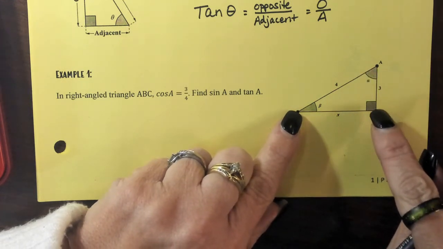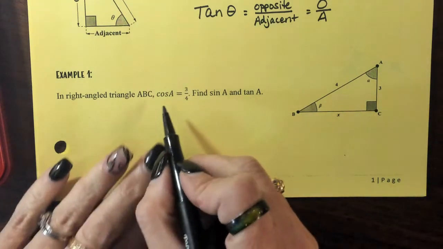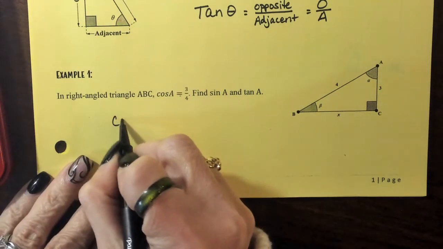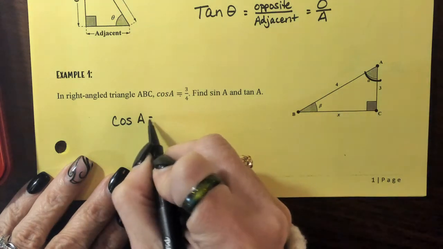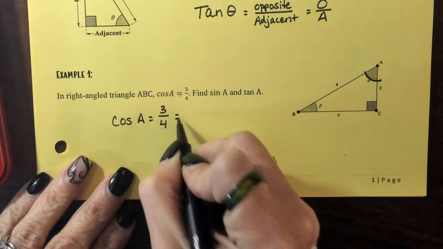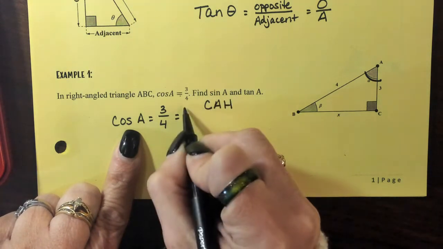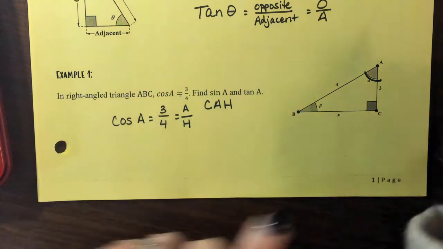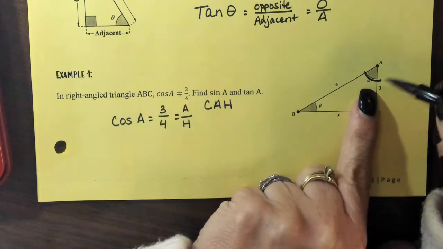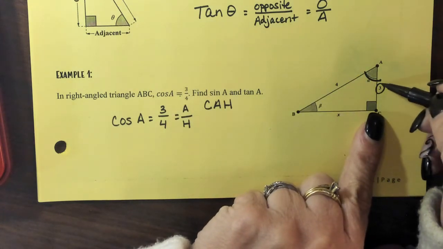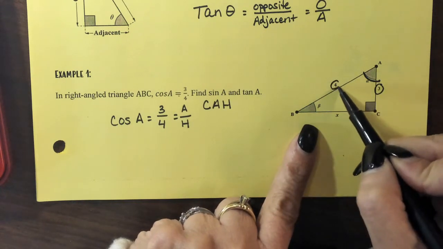For right triangle trigonometry, always remember it has to be a right angle somewhere. So here's what it tells me, cosine of A, well here's A, is 3 over 4. Remember cosine is CAH, so this is adjacent over hypotenuse. From this angle right here, the adjacent is 3, and the hypotenuse is 4.